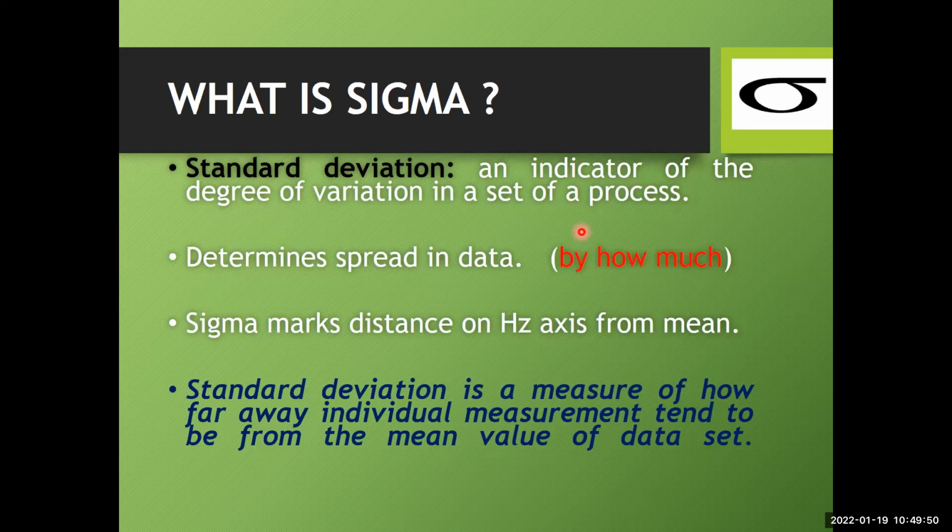You may say, sir, we can find out the mean, but can it also let us know the deviation in the process? I will give the answer to that also. It determines the spread in data, by how much a particular data set is deviating from a particular target value.